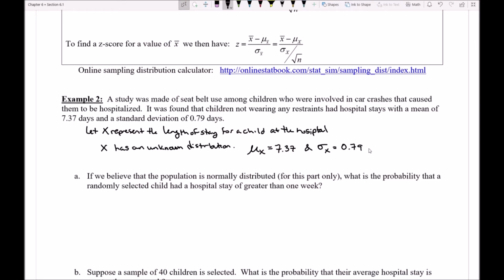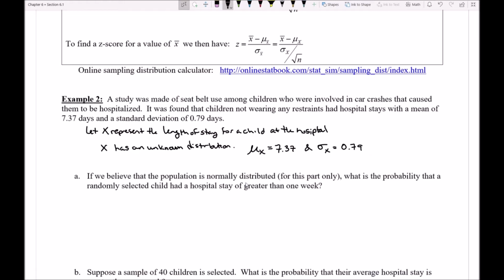Now let's take a look at part A. This is kind of strange because I don't really know what column I'm in yet. I might be close to column 3, but I haven't been told enough information yet. I don't know my distribution type. Take a look, though. Part A is going to come in and save the day. If we believe that the population is normally distributed, oh, perfect. Oh, wait, we're only going to assume that for this part.